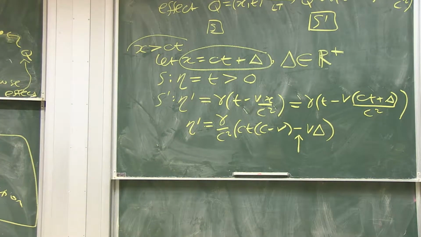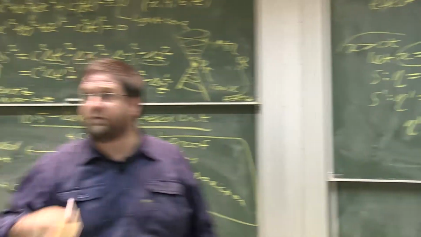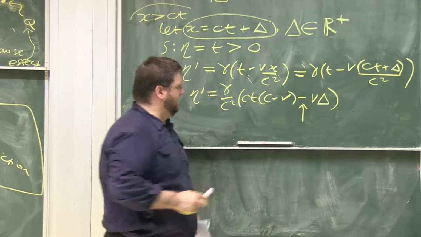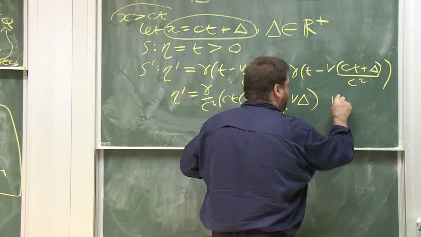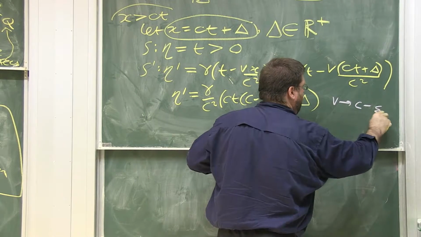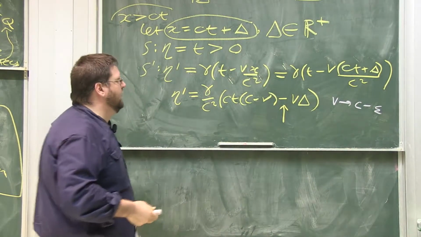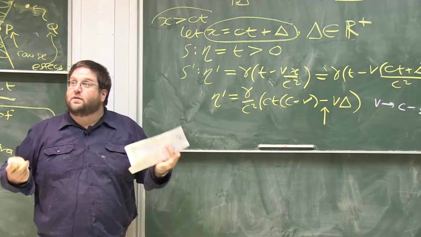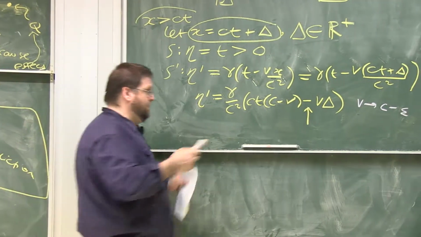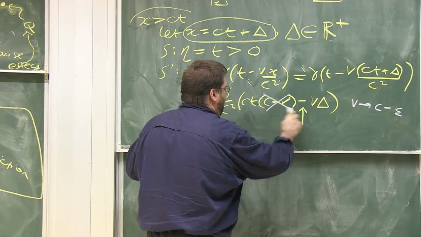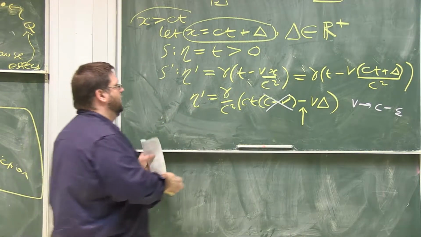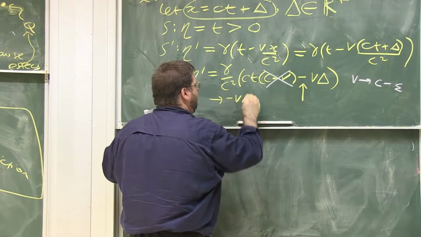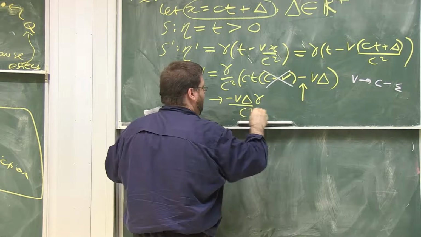Why? Because you can choose inertial reference frames with v arbitrarily close to c. So you could let v tend towards c minus epsilon, where epsilon is real and positive. And if you choose this so-called boost velocity v to be arbitrarily close to the speed of light, but just below it, this thing is going to tend towards naught. And so this whole thing is going to converge towards negative v delta gamma on c squared, which is less than naught.